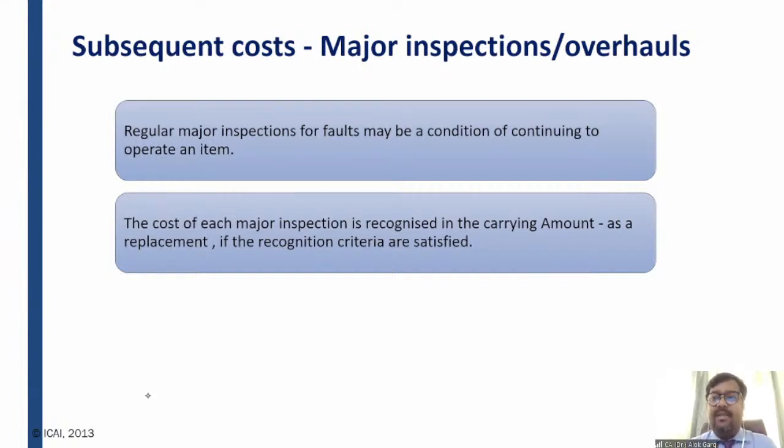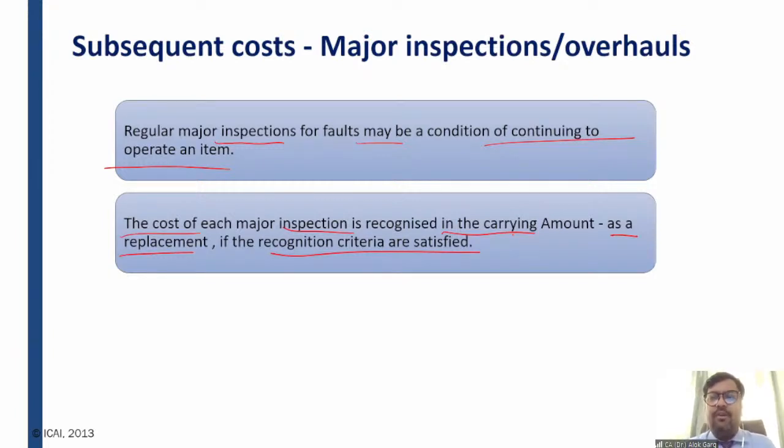So friends, this is the same case which we have discussed just before. The only thing is it is talking about major inspection, which is required at every frequent interval, which is part of the requirement of the law. So regular major inspection for faults may be a condition to continue to operate an item. The cost of each major inspection is recognized in the carrying amount as a replacement if the recognition criteria is satisfied. Of course, yes.